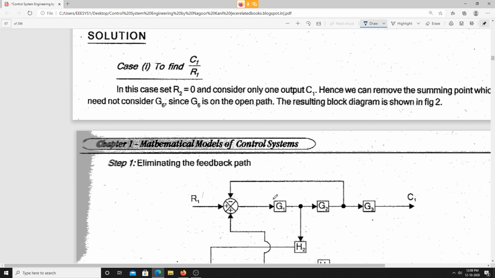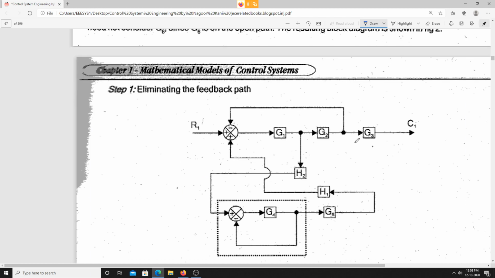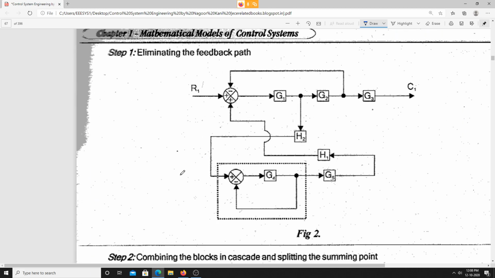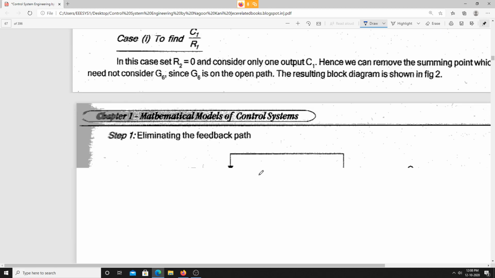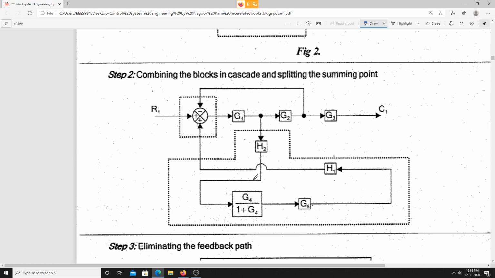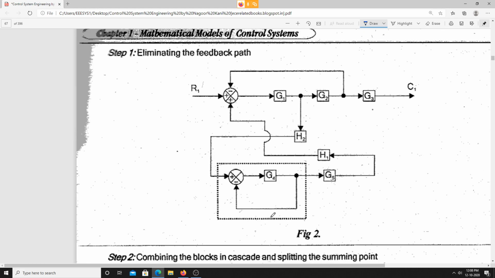G6, and why? Because this G6 is on the open path. Is it clear? This is not required. Why? Because it is on the open path. We are not supposed to consider it for this one. So finally this is the block diagram we are having. Now this is not there, so this can be eliminated.